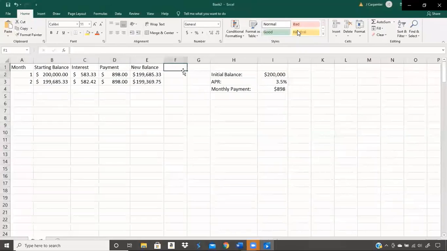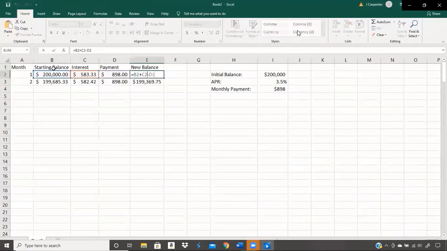And if you wanted to see that, you could have an extra column after that, or the new balance. The new balance would just be the difference of the payment, the interest, and the starting balance. So you can see it adds the balance and the interest and then subtracts the payment. Same as with a credit card.